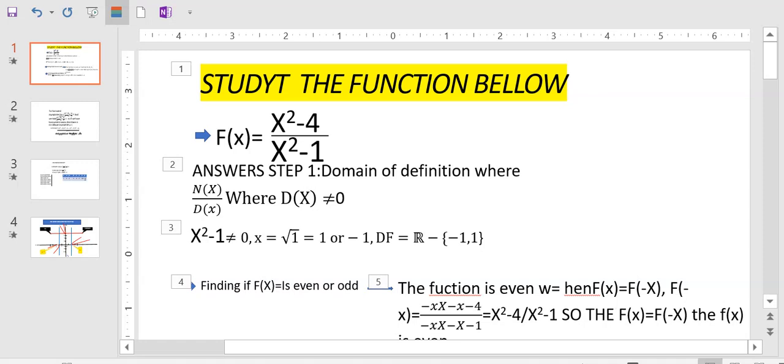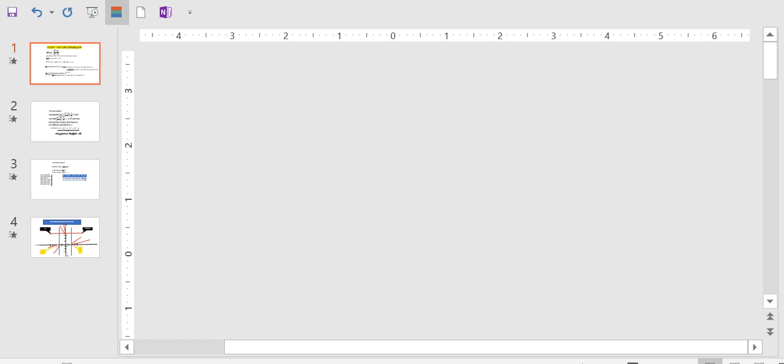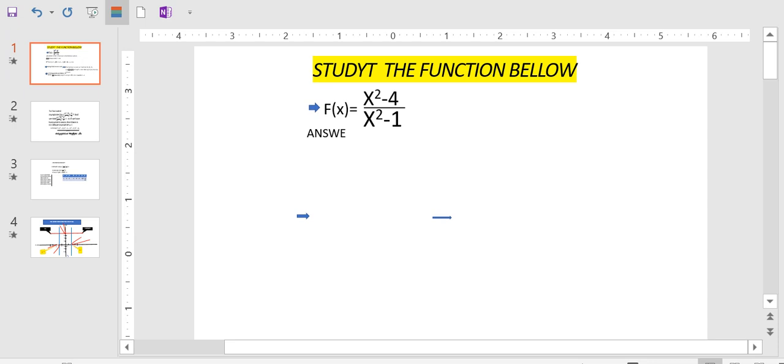I want to explain more about the study of a function. Let's start with this function: f of x equals x square negative 4 over x square negative 1.